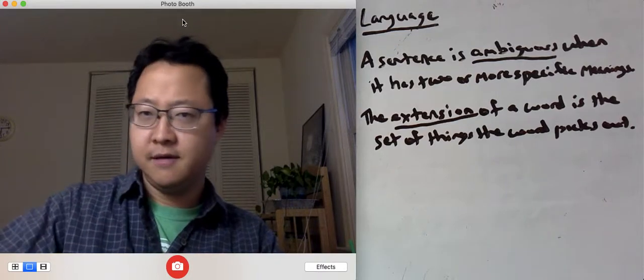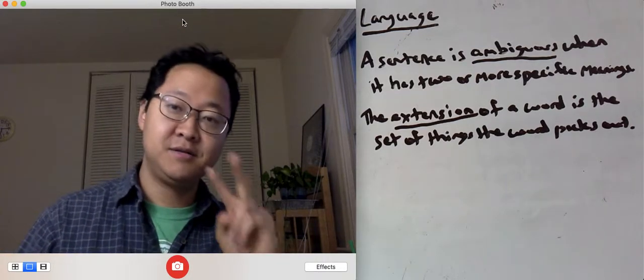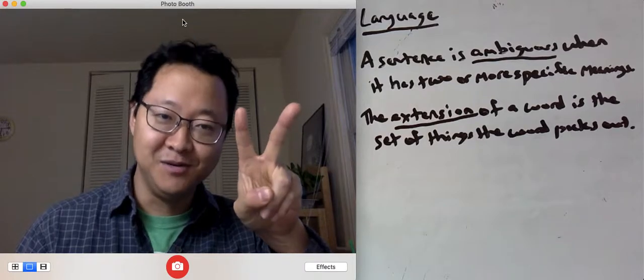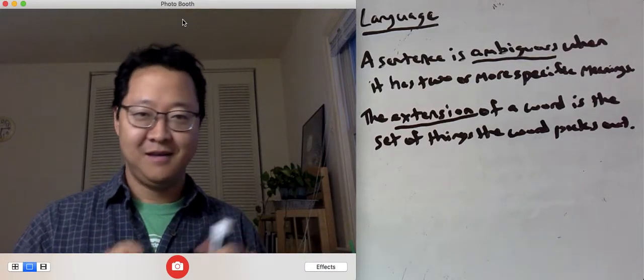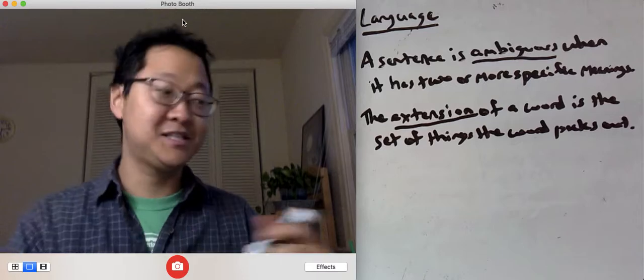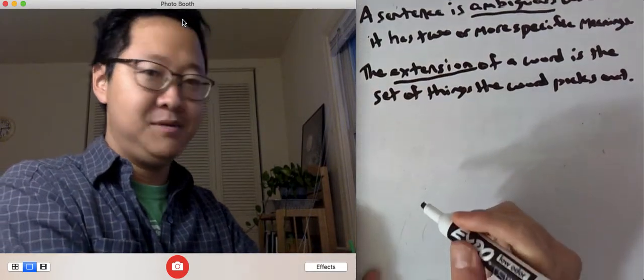Okay, so now we're going to learn about two types of ambiguity. The first type is called lexical ambiguity. So let's keep pushing on here.